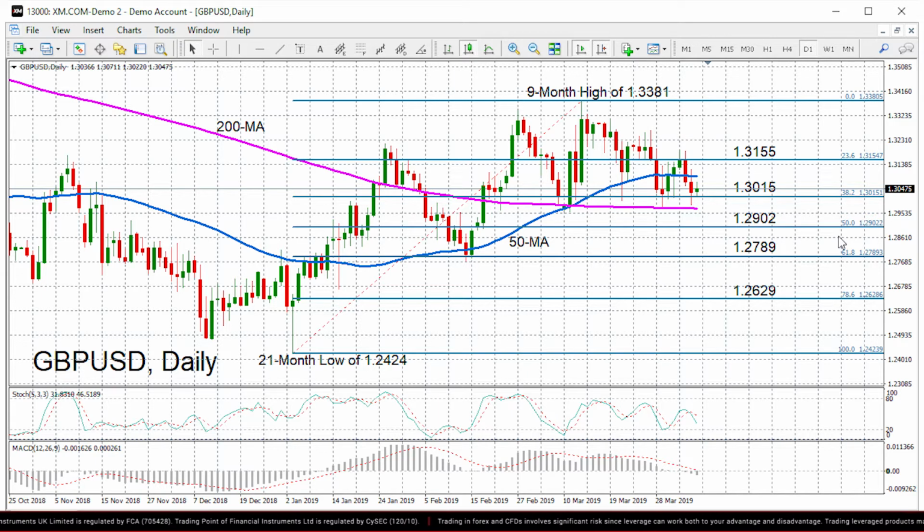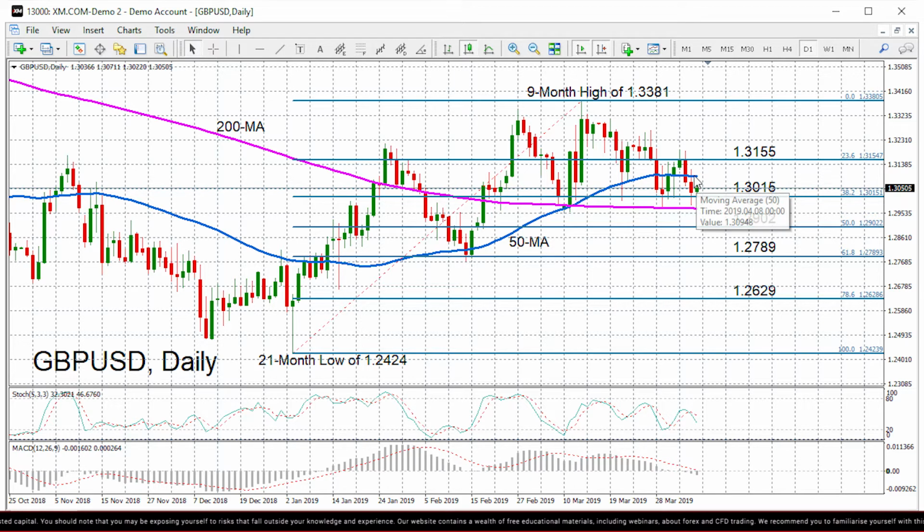1.3381. Dropping below the 50% Fibonacci would open the way towards another critical level. That's the 1.2790 area, the 61.8% Fibonacci. And below that, we could see prices falling further towards 1.2630. That's the 78.6% Fibonacci.